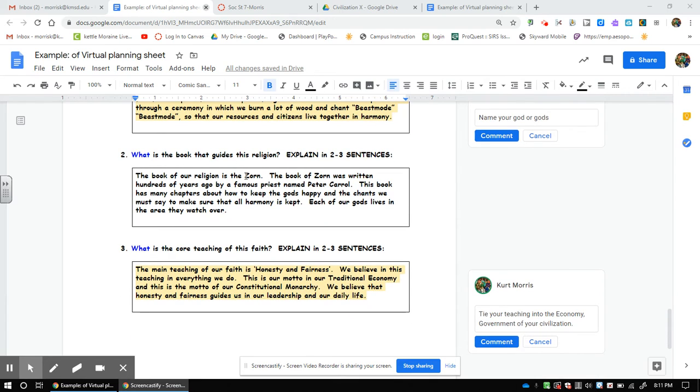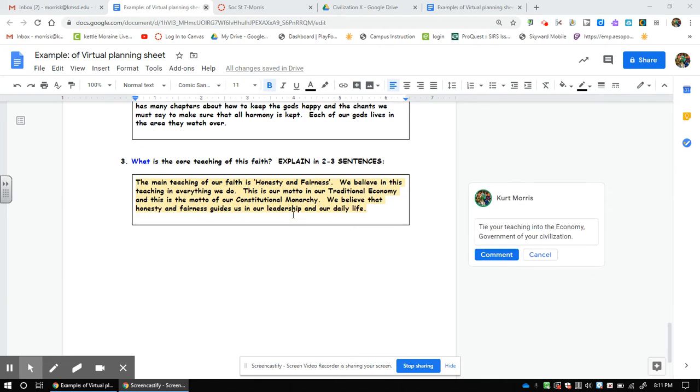The book of our religion is the Zorn, Jim Zorn, very legendary quarterback, the first quarterback really for the Seattle Seahawks. The Book of Zorn was written hundreds of years ago by a famous priest named Pete Carroll, the head coach of the Seahawks right now. This book has many chapters about how to keep the gods happy and the chants we must say to make sure that all harmony is kept. Each of our gods live in the area they watch over. So Baldwin lives in the forests and Largent lives in the rivers. So you see what I'm talking about.